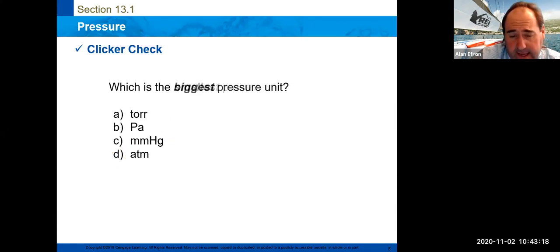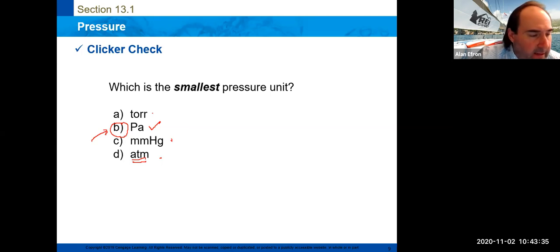By contrast, the smallest unit would be pascals, because in one atmosphere there are 760 torr, 760 millimeters of mercury, and 101,000 pascals, which means you need a lot more pascals to equal one atmosphere. That makes it the much smaller unit.